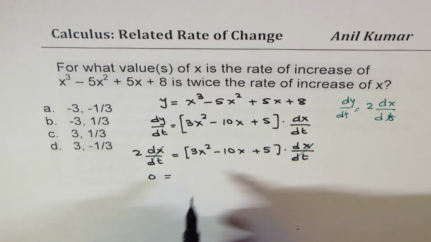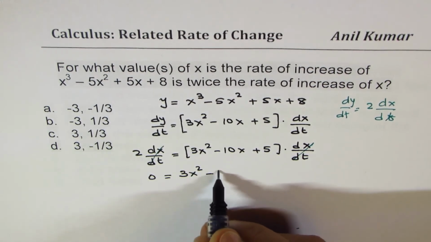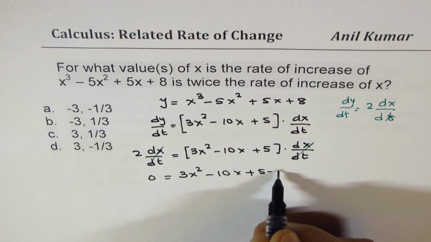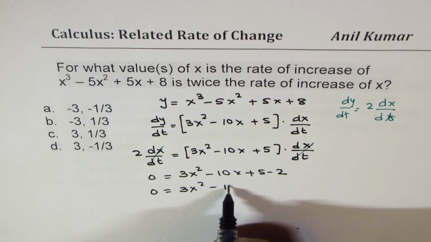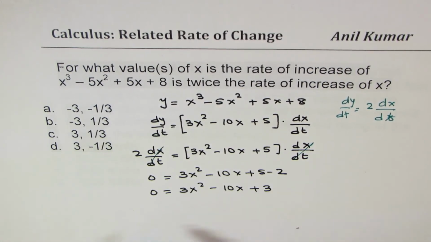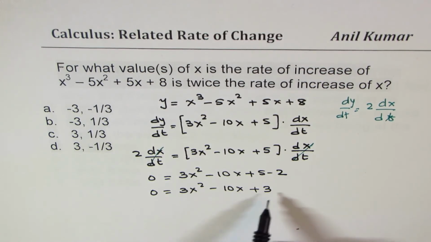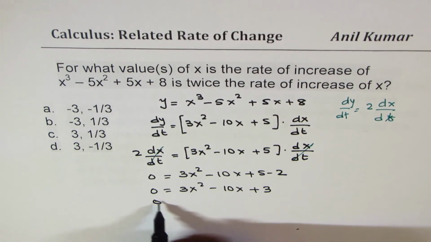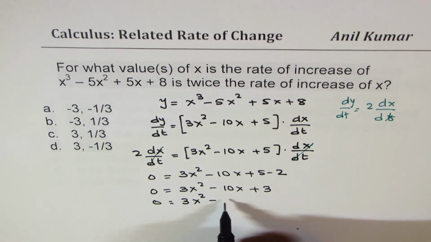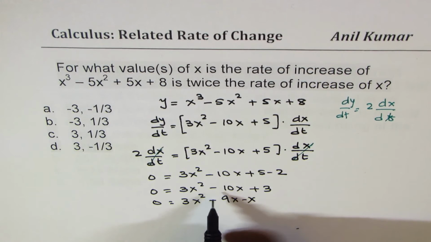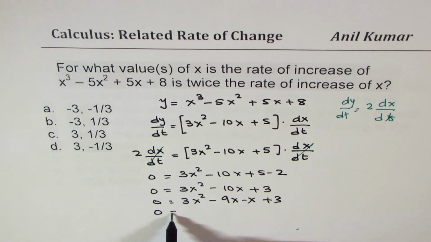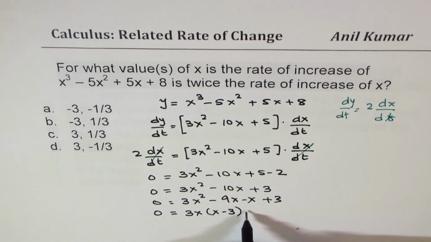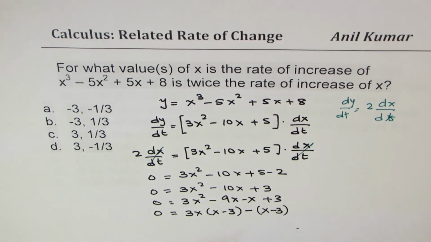So we could now write this as 0 equals 3x squared minus 10x plus 5 minus 2, or 0 equals 3x squared minus 10x plus 3. Now 3 times 3 is 9, so we could write this as 3x squared minus 9x minus x. So we are writing minus 10x as minus 9x minus x plus 3. And we can now factor this. Taking 3x common, we get x minus 3 here. Taking minus common, we get x minus 3, right?